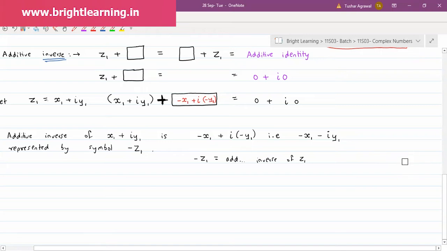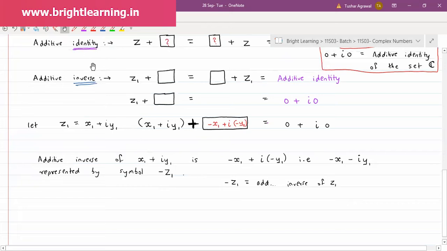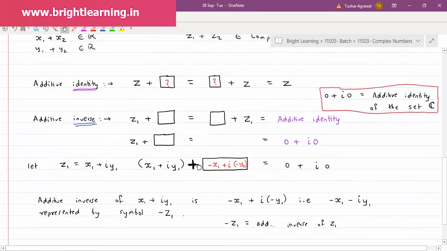Okay, so understood the meaning of additive inverse. Inverse is with respect to a particular complex number. Identity is with respect to the whole set.